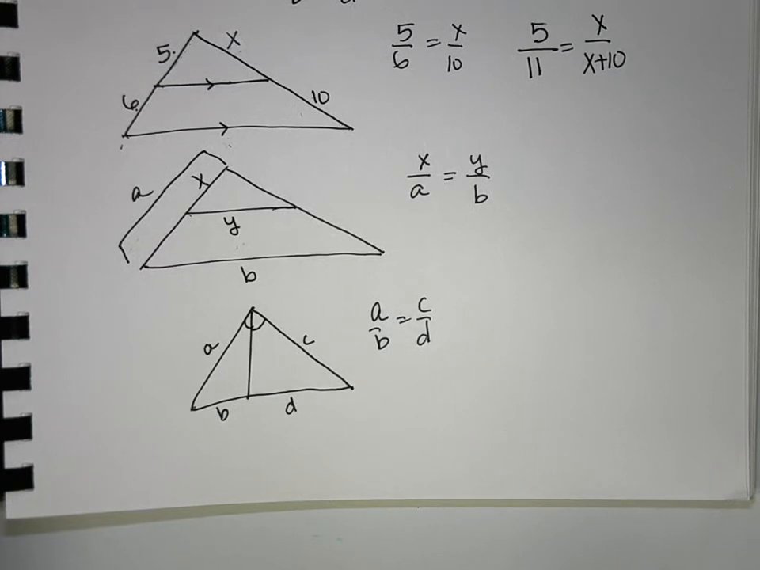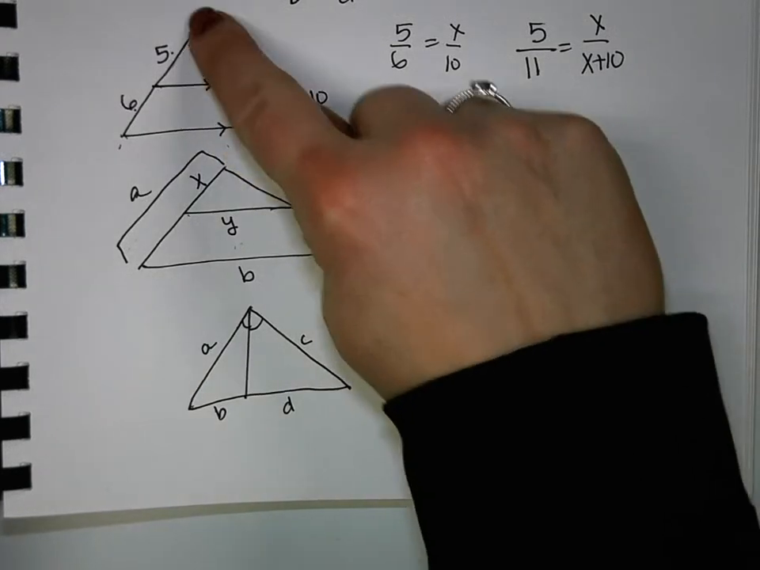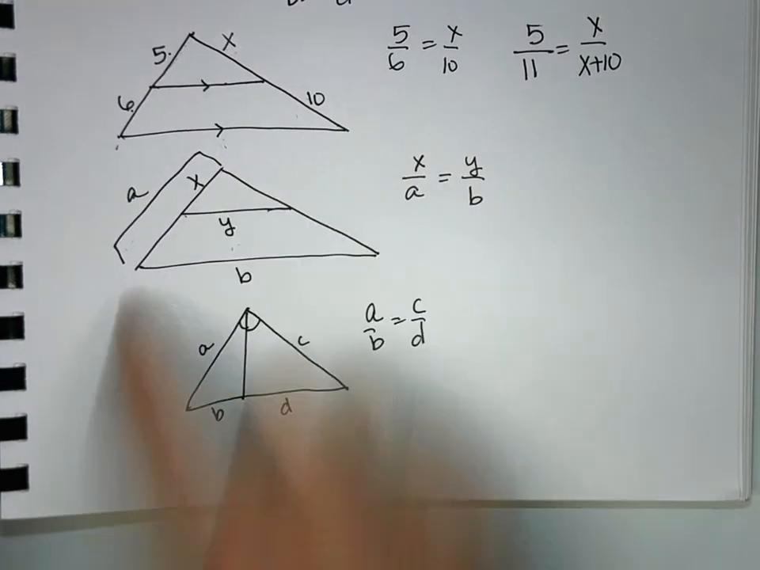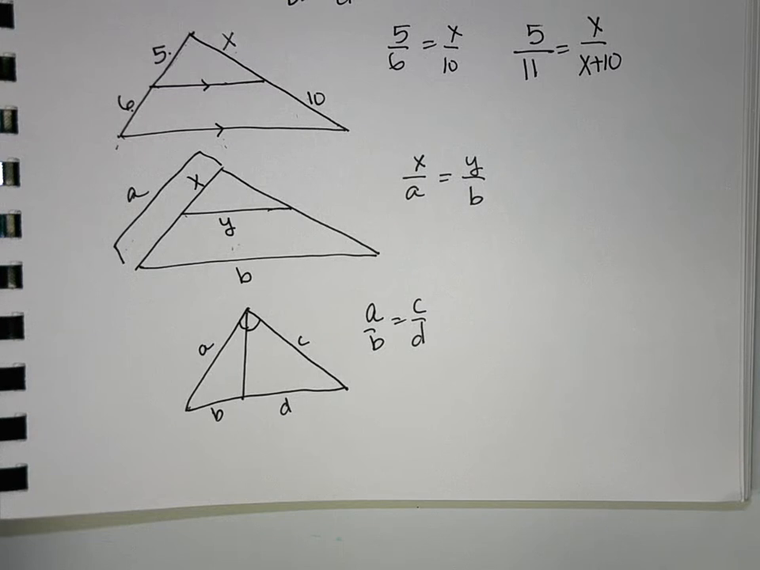So Unit 6 was about similarity and setting up a proportion that you can cross multiply and solve for. So it was a lot of setting up the part over the whole and setting them equal so that you could cross multiply.